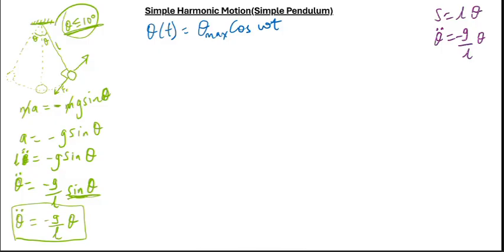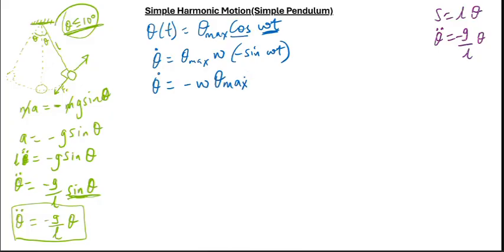Now differentiating this, if you are differentiating cos omega t, omega t is the first thing you are differentiating. Remember, theta max is constant, it doesn't change. So the first derivative: differentiating omega t with respect to t, you have omega, and differentiating cos, you have negative sine, and you put omega t back. If you open these brackets, you have negative omega times maximum angular displacement times sine omega t.